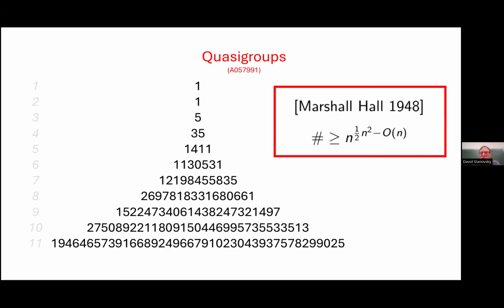Again, there's a pretty large lower bound. It's substantially smaller in the sense that there is one half in the exponent, so it's n to one half of n square minus something small. But the construction is difficult. This lower bound was achieved by Marshall Hall in the 1940s, and it's not easy to explain. And there are better lower bounds, but this is the first result which shows that there are a lot of quasi-groups.